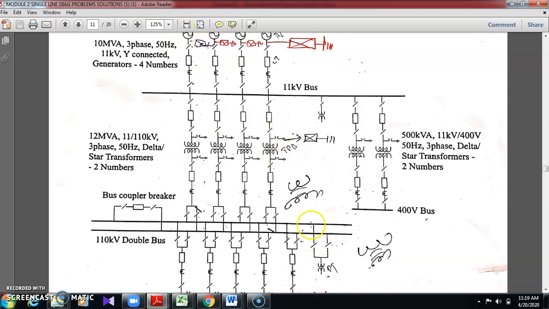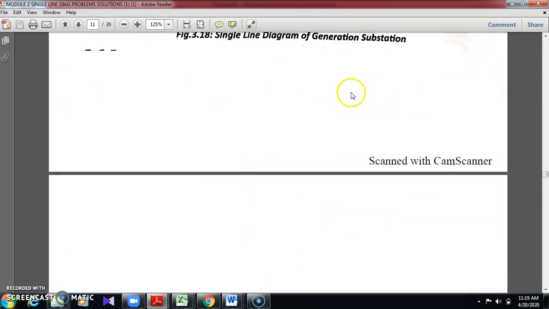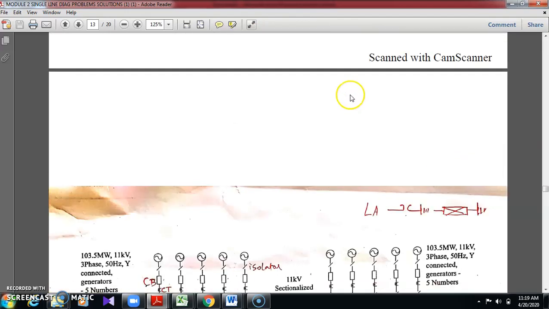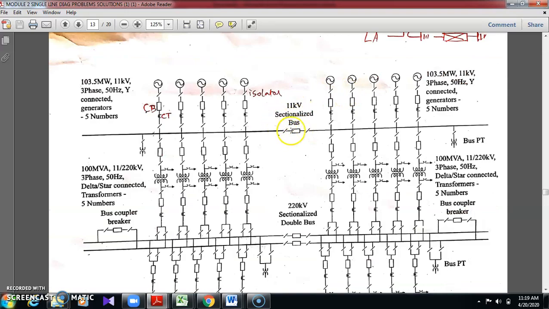Okay, double bus bar is also called duplicate bus bar. If they specify sectionalized bus bar, sectionalized is nothing but this station is connected to another station, so sections are there. Okay, just have a look at this diagram. See, they have used a sectionalized bus bar. The previous problem is the same. So the same substation is connected to another, so they have given a section.